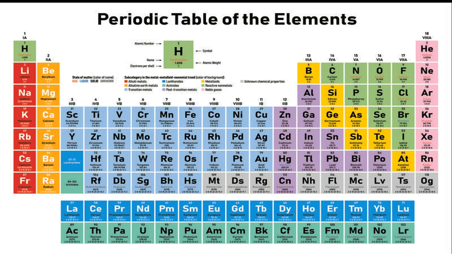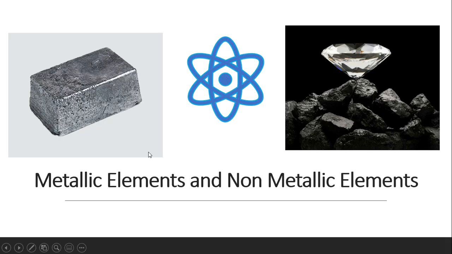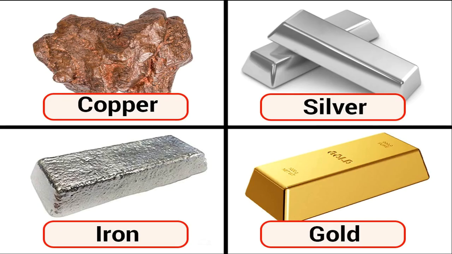Now for elements, the main properties are metallic and non-metallic. On the periodic table, this yellow line divides the metals and the non-metals. So this part is the non-metals and this part is the metals. Now let's look at some metallic elements. Metallic elements include aluminium, iron, copper, silver, and gold. There are many others, but these are used in everyday construction and jewelry.